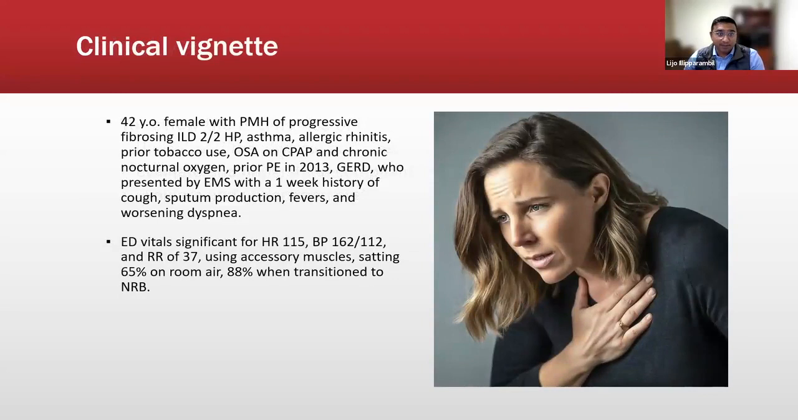As always, I like to start with a clinical vignette. We have a 42-year-old female with a past medical history of progressive fibrosing ILD secondary to HP, asthma, allergic rhinitis, prior tobacco use, OSA on CPAP with chronic nocturnal oxygen, prior PE, GERD, who presented by EMS for a 1 week history of cough, sputum production, fevers, and worsening dyspnea. In the ED, her heart rate's 115, her blood pressure is elevated, her respiratory rate is also elevated at 37, and she's using accessory muscles. She's sat 65% on room air and was 88% when she was transitioned to a non-rebreather.